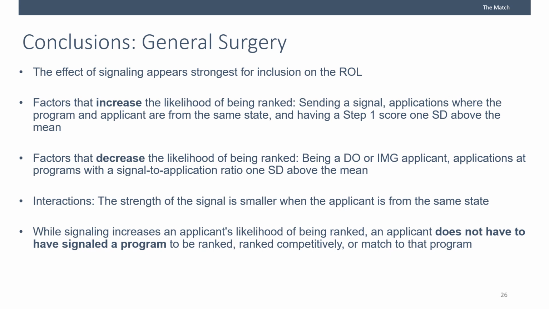Contrastingly, there are factors that decrease the likelihood of being ranked. These include being a DO or IMG applicant, and applications at programs with a signal-to-applicant ratio 1 standard deviation above the mean. And for our interaction there, the strength of a signal is smaller when the applicant is from the same state. While signaling increases an applicant's likelihood of being ranked, an applicant does not have to have signaled a program to be ranked competitively in the top 25th percentile or to match to that program.